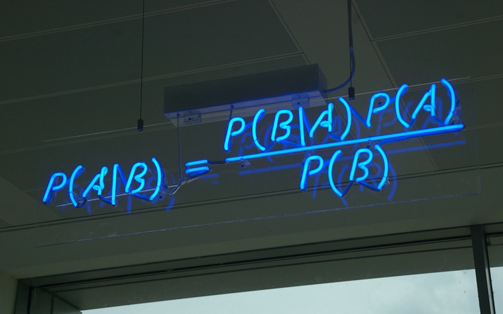Topic: forms. Topic: events. Topic: simple form. For events A and B, provided that P(B) does not equal zero, P(A | B) equals P(B | A) P(A) over P(B).